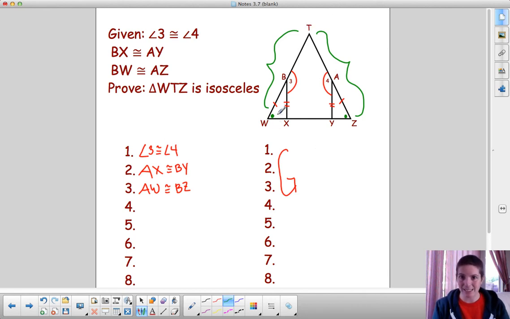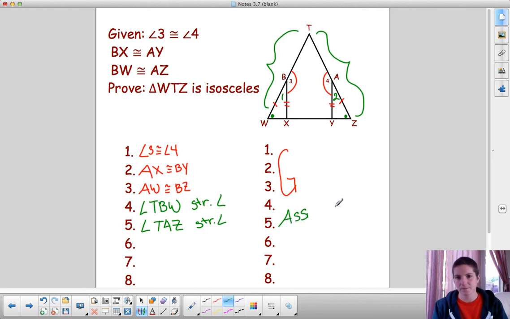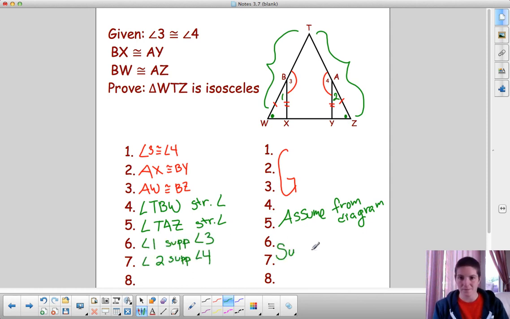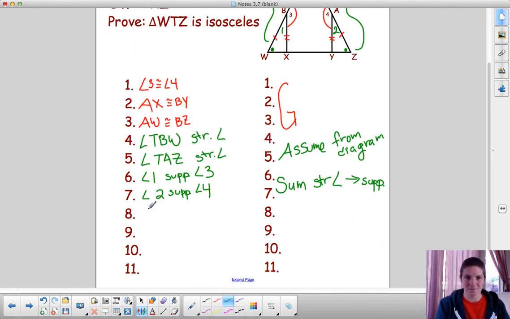To get angle W congruent to angle Z, I'm going to need to use these triangles in the corner, AYZ and BXW. To do that, I'm going to use side angle side. Hopefully, you're seeing that angle 1 and angle 2 should be filled in. That's that supplement package. So, supplement package next. So there's our supplement package.